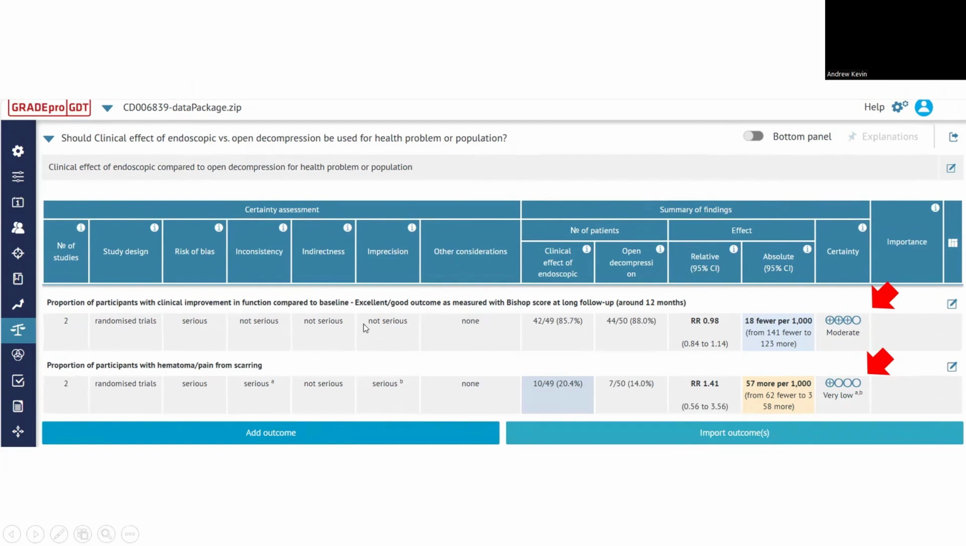Once you enter the last bit of data here, the GRADE software will automatically generate a summary saying moderate certainty of evidence for the first outcome and very low certainty of evidence for the second outcome. Although the same two studies have been looked at for both outcomes, the second outcome had a very low number of events, wide confidence intervals, and imprecision was significant, inconsistency was significant, which is why the second outcome has been graded as very low, whereas the first outcome has been graded as moderate certainty.